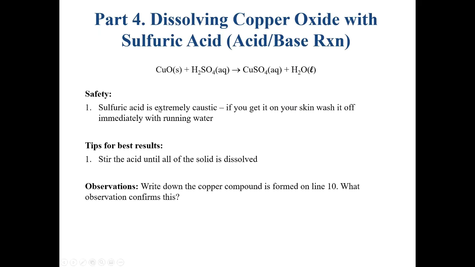So one of the things that the experiment will ask you is to write down the copper compound that's formed on line 10. So in this case, we're forming copper 2+. So there should be an obvious observation in terms of color that you would make that would tell you that this was copper 2+ being formed. So when you watch the video, look to see what the copper oxide, when it reacts with sulfuric acid, what telling observation lets you know that you've made copper 2+.